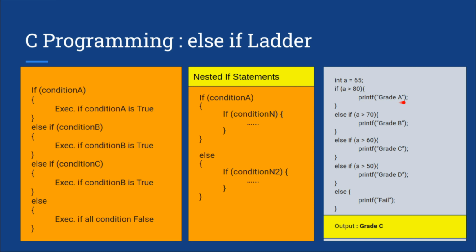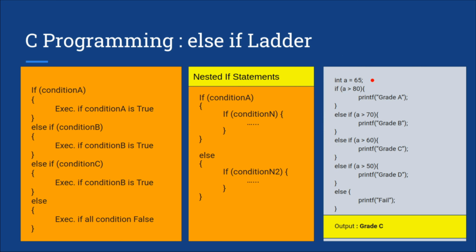Print f grade a. In another condition we have else if a is greater than 70, printf grade b. Then we have else if a greater than 60, printf grade c. Then we have else if a greater than 50, printf grade d. Else printf fail. So how will be the execution of this code?